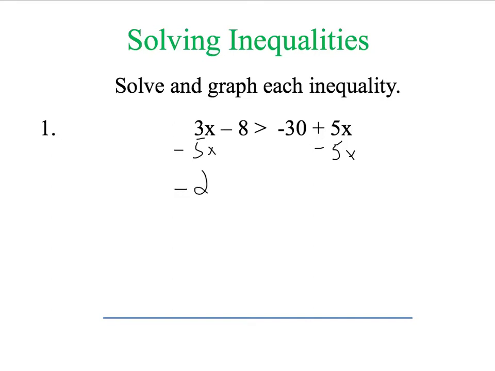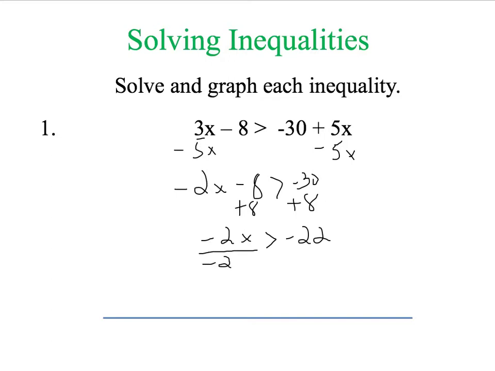So now I have negative 2x minus 8 is greater than negative 30. Then I'm going to bring my 8 to the right. So now I have negative 2x is greater than negative 22. Here I'm going to be dividing by a negative number. Anytime we divide or multiply by a negative number, this sign right here is flipped. So I'm going to flip that sign. Now I have x is less than 11.